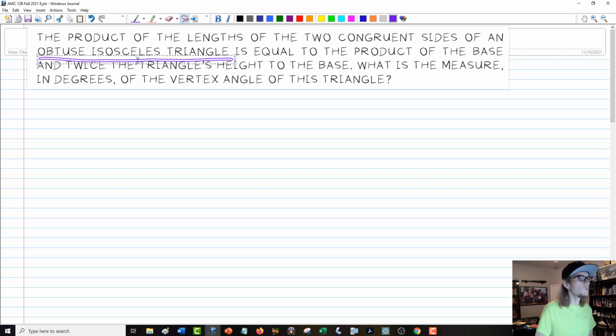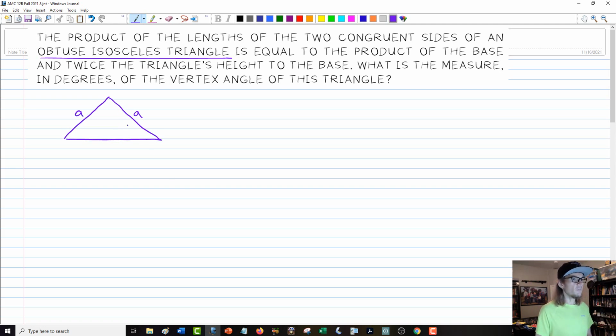I'm going to draw an obtuse isosceles triangle. Is that truly obtuse and isosceles? Well, it's reasonable. We'll call it what it is. And we've got two congruent sides. I'm going to call them A. I've called them A both times that I've done this today. So from here, we've got some other information.